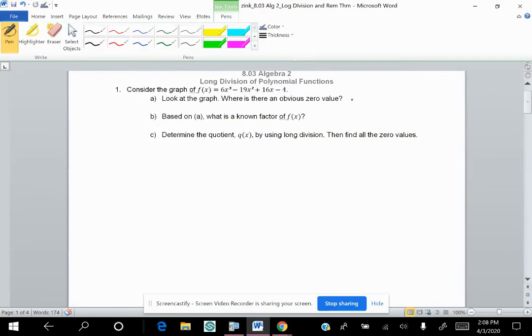This is good news. So that means one of my 0 values will be x equals 2. Okay, so that is our 0 value. So again, a 0 is the same as your root or your x-intercept. So your x-intercept, where it's hitting, would be at 2, 0.